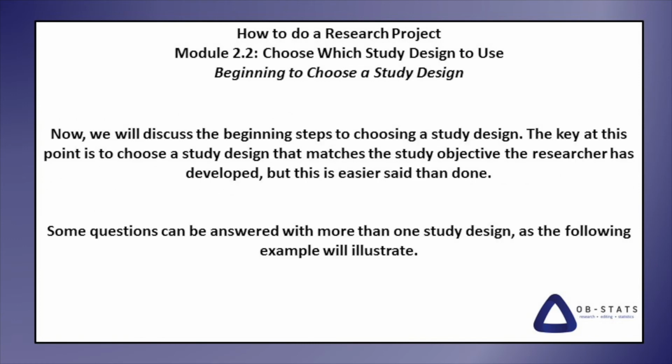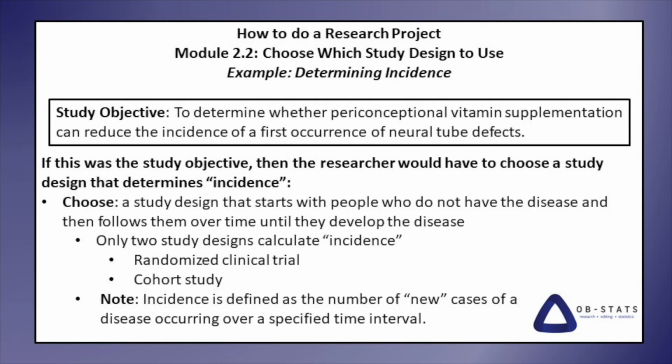Now we will discuss the beginning steps to choosing a study design. The key at this point is to choose a study design that matches the study objective the researcher has developed, but this is easier said than done. Some research questions can be answered with more than one study design, as the following example will illustrate. In this example, we will use a study objective that seeks to determine whether periconceptional vitamin supplementation can reduce the incidence of a first occurrence of neural tube defects.